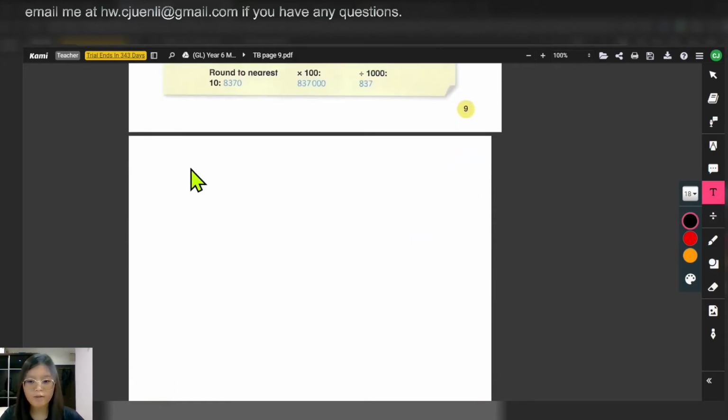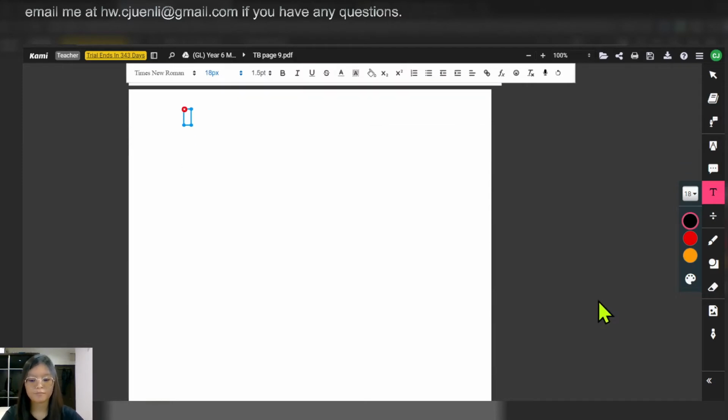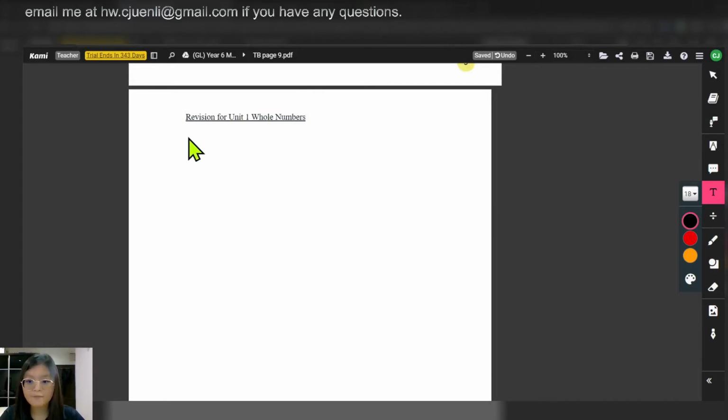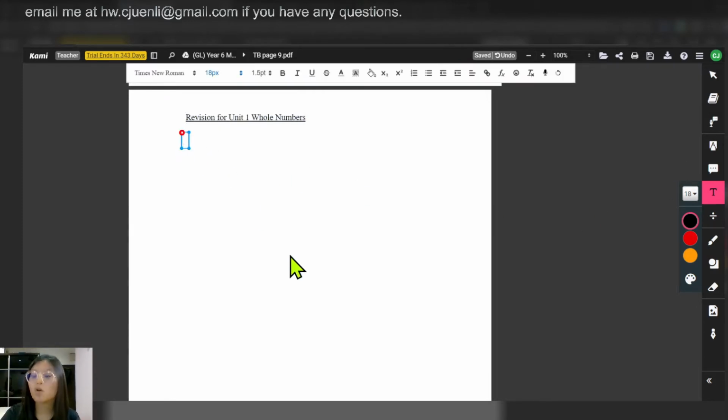So the first thing you can write down in your words is revision for Unit 1, whole numbers. Right, just a very simple one. So first things first, let's look at comparison.